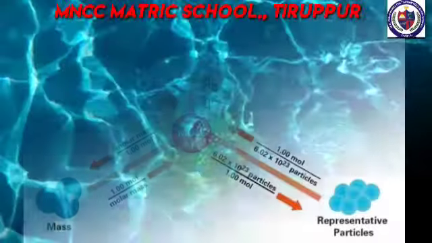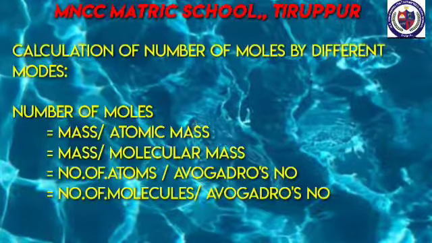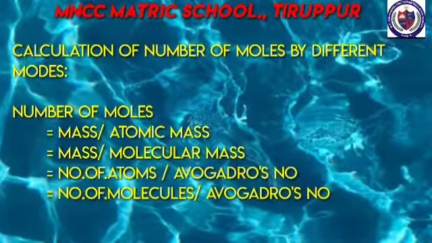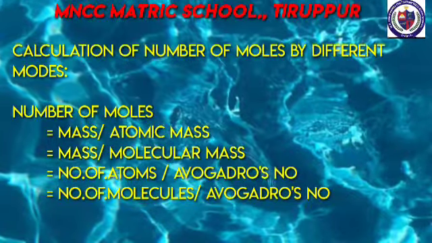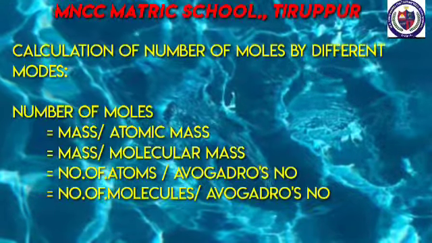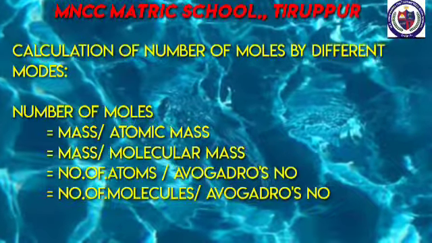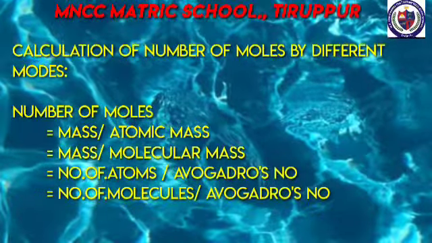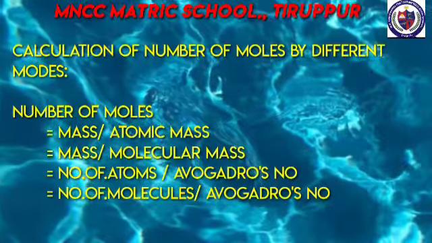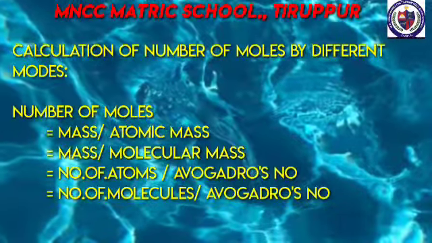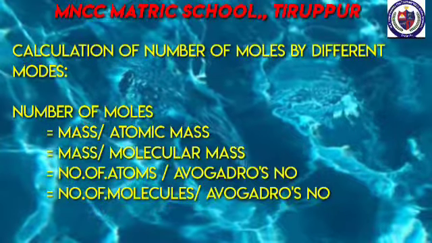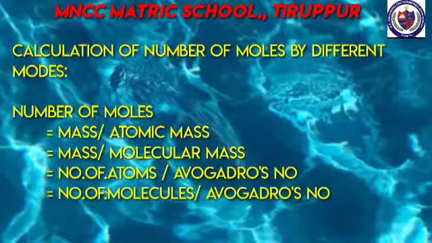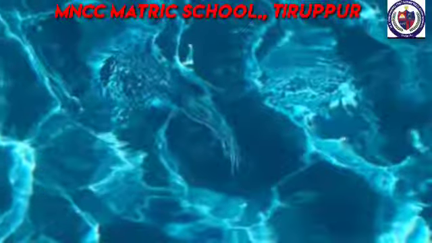So next we move to calculation of the number of moles by different modes. Number of moles is equal to mass divided by atomic mass. Number of moles is equal to mass divided by molecular mass. Number of moles is equal to number of atoms divided by 6.023 × 10^23. Number of moles is equal to number of molecules divided by 6.023 × 10^23.